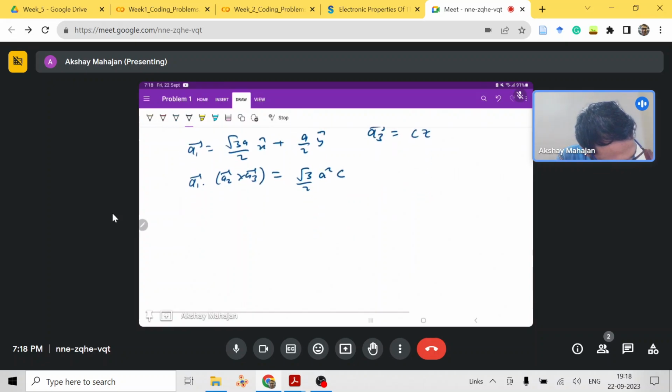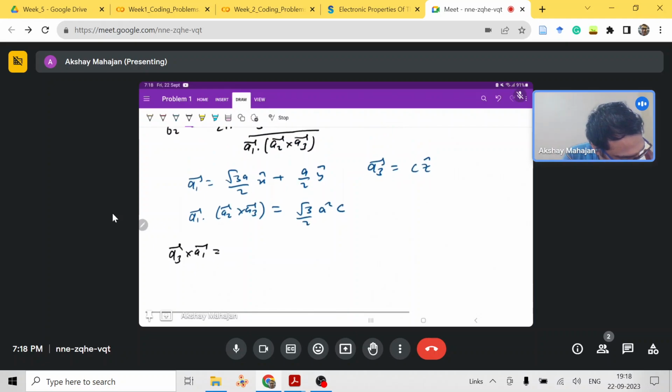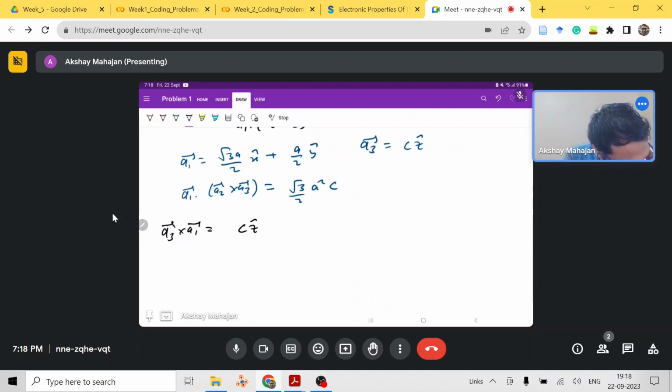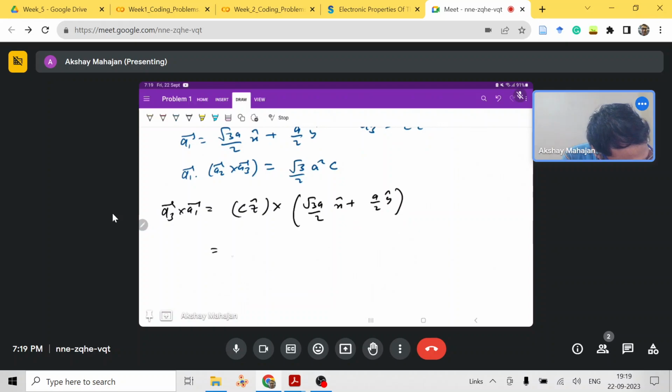So here a3 vector cross a1 vector, this we need to find. Our a3 vector is c times z cap, and we have to take the cross product with root 3 a by 2 x cap plus a by 2 y cap. You can see from the identity that is given, this gives us root 3 ac by 2 z cap cross x cap, and then c a by 2 z cap cross y cap.